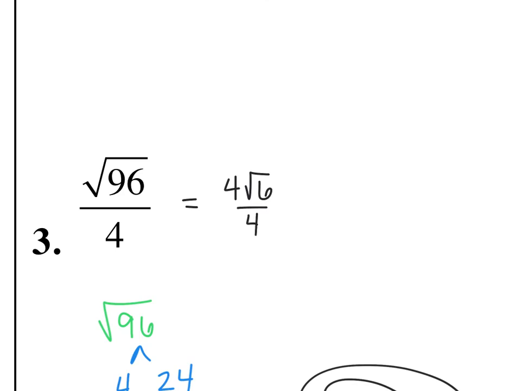I see that my numerator and denominator both have a 4. 4 divided by 4 is going to cancel each other out. So I just get radical 6 as my final answer.